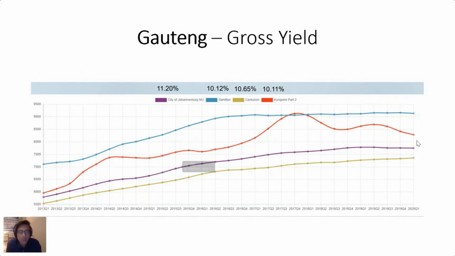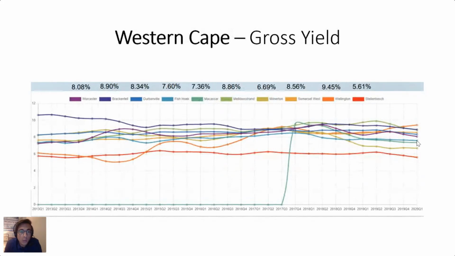Does that make sense? Now, I've just shown you Berea, which is within the city of Johannesburg CBD, but there are also a lot of other suburbs within the CBD that don't perform well, and that's why it's brought the whole rate down. If we look at Western Cape, immediately you can tell that Western Cape is a worse property market than Gauteng. Even of these top performing towns, none of them have surpassed even 10%.